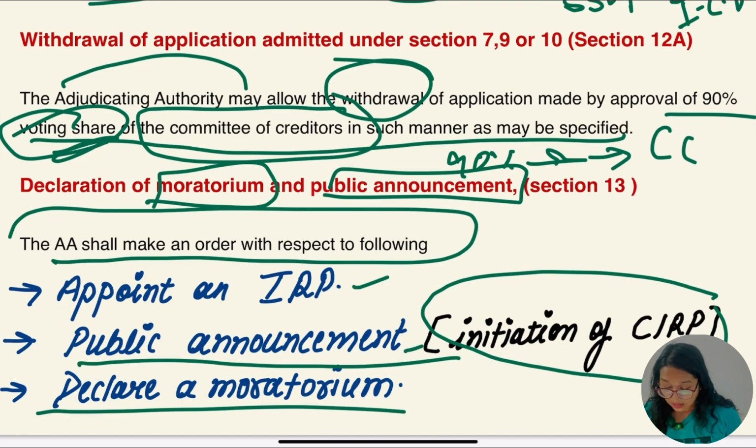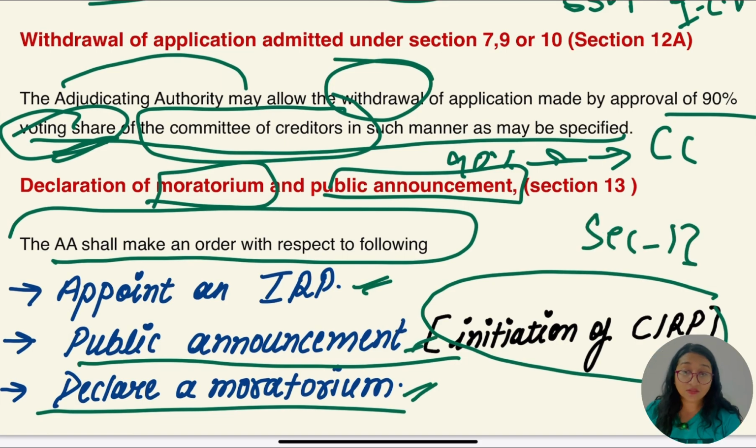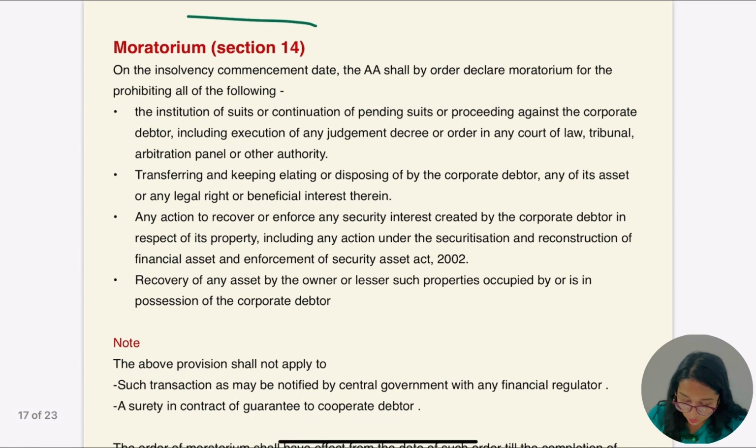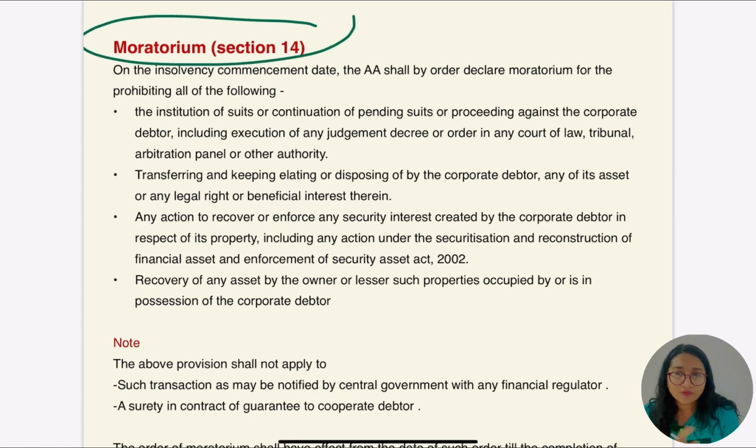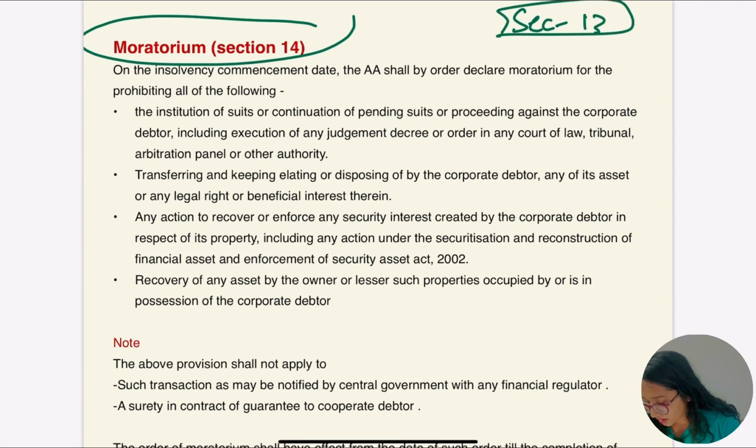Now there are three things involved in this section 13, and these three things each contain a different section. So let's go for it now. Section 14, moratorium. Remember, this is one of the things mentioned in section 13. So let me write it here. Section 13, first point. This is one of the points. Okay, moratorium. So what is that?